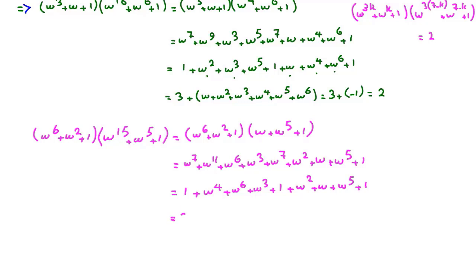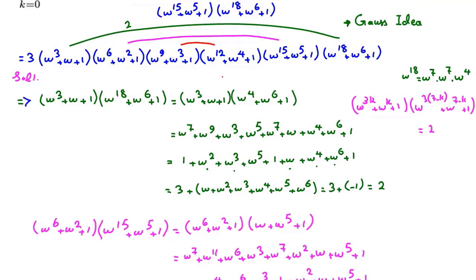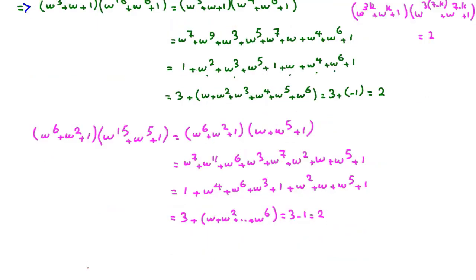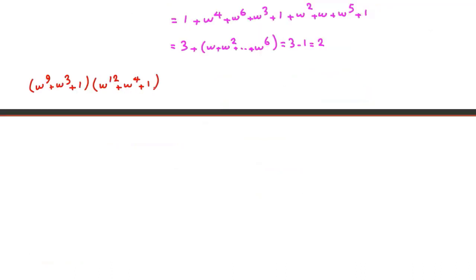Okay, so 1 plus 1 plus 1, 3 plus. You have W2, 3, 4, 5, 6. W squared to W6, which is negative 1 we've calculated. So 3 minus 1 is 2. On the last part, we were written like this: W9, 3, 1, 12, 4, 1. W9 plus W3 plus 1. W12 plus W4 plus 1. Okay, so let's calculate this.